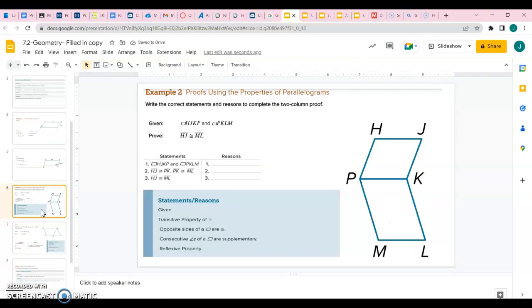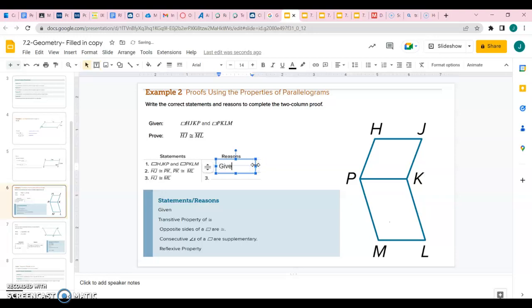All right, so the next part is proofs using the properties of parallelograms. So write the correct statements and reasons to complete the two-column proof. So we have parallelogram HJQP and parallelogram PKLM. They want us to prove that line HJ is congruent to ML. So here's what they've given us. And we know that whenever we fill in any kind of proof, our first one is always given. So that's my number 1.